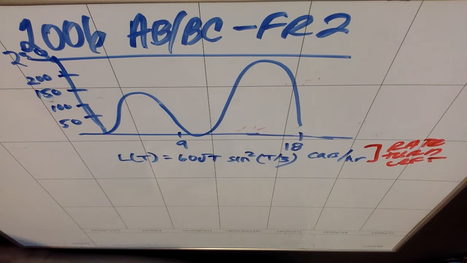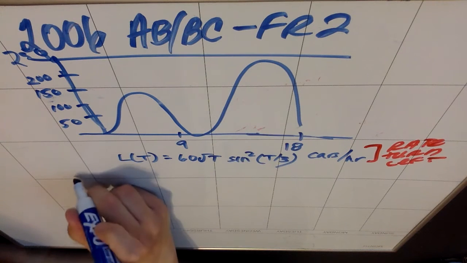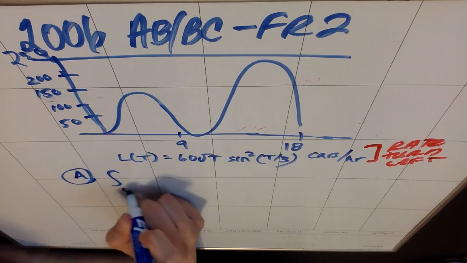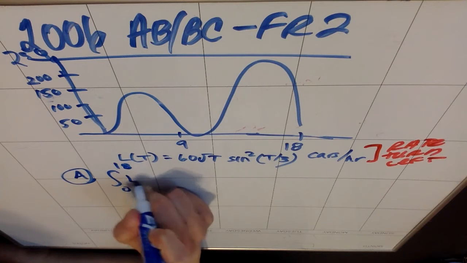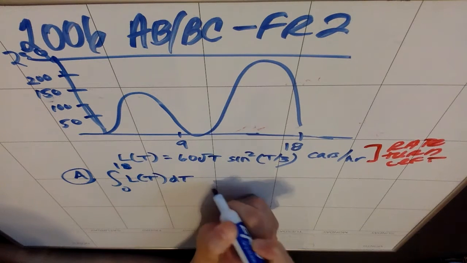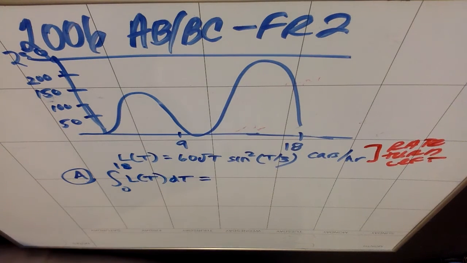To the nearest whole number, find the total number of cars turning left at the intersection over the time from 0 to 18. So this is that first fundamental theorem of calculus, right? If you have a rate and you want the quantity, you integrate. So for part A, we want to integrate from 0 to 18 of L of t dt. And that's all we have to write because they called it L of t, but what we have to be able to do is type it in our calculator.